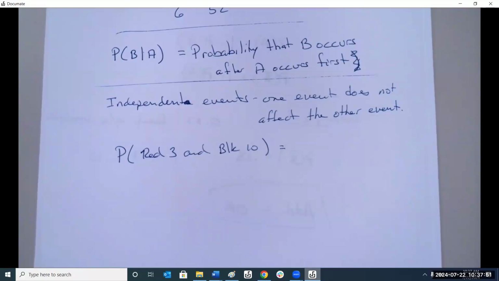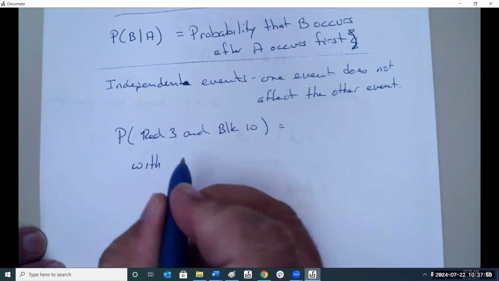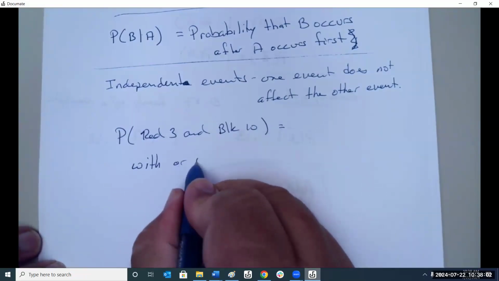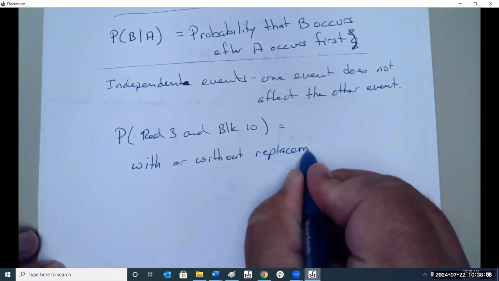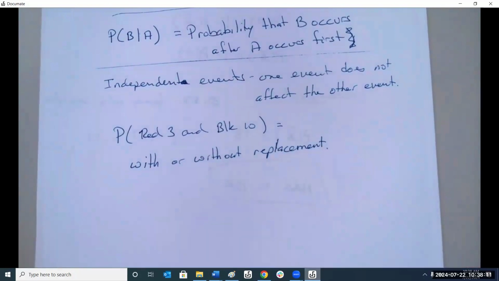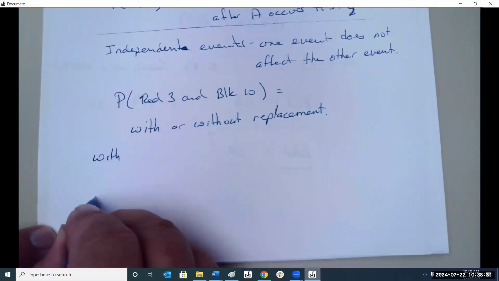Well, actually, we can't answer that question just yet. What's missing? We have to determine first, is it with or without replacement? In other words, when we pick the first card, do we keep it or do we put it back? So we have to know that first. Whenever we do multiple events, we have to determine, are we dealing with replacement or without replacement? Let's see what happens if we do them both. The first one we'll do with replacement, and the next one we'll do without.